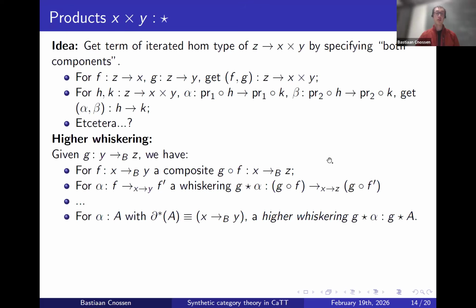So what we need is a notion of higher whiskering. Let me briefly tell you about what this means. If I have a morphism G from Y to Z, I already explained to you how I can form composites with this. So if I have a morphism F from X to Y, we have this context that encodes composable one morphisms.